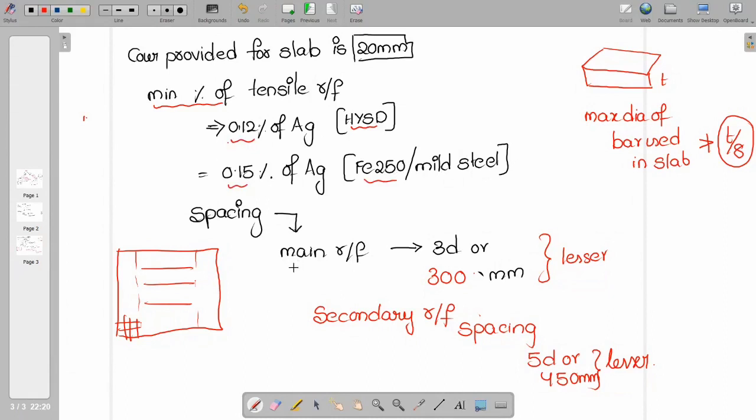Spacing of main reinforcement means if you provide in a slab, in the central band, this will be L by 8 and this will be L by 8. At the central band, you will be providing the main reinforcement. The main reinforcement spacing, this you have to follow. If you provide secondary reinforcement for shear or torsion, in that case you have to follow this spacing.